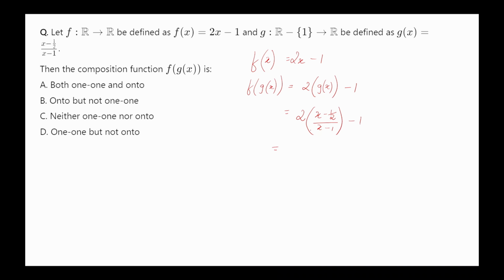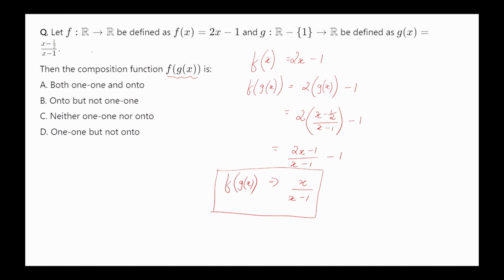So if I try to simplify this, this would become 2x minus 1 upon x minus 1, minus 1. If I simplify this more, the minus x plus 1 minus 1 would cancel out, and we would have x upon x minus 1. So this is basically my f of g of x. Now I've found out what this composition function f of g of x is. Now for this function, I need to check whether it is 1-1 or onto.